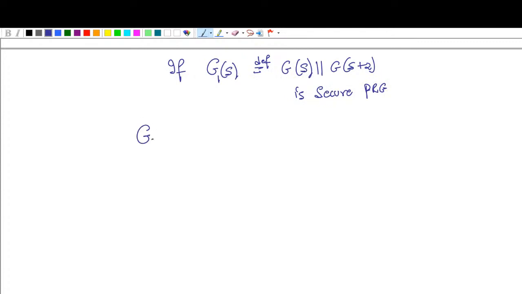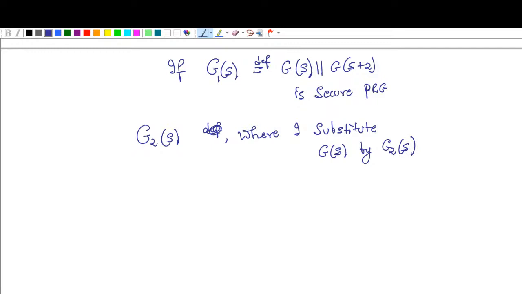Now I construct another PRG, say G2(S). This is not there in the question. Where I substitute G of S by G1 of S. Sorry. That means my G2 of S is G1 of S concatenated with G1 of S plus 2.